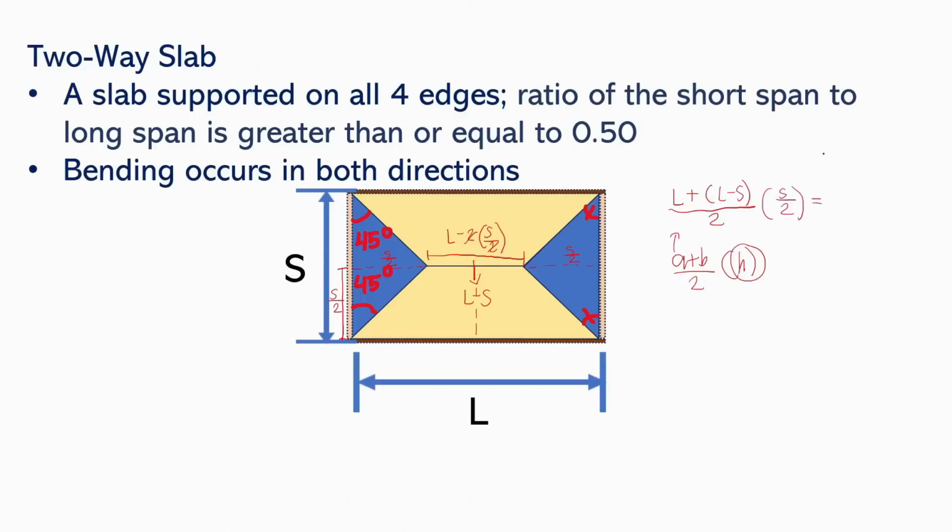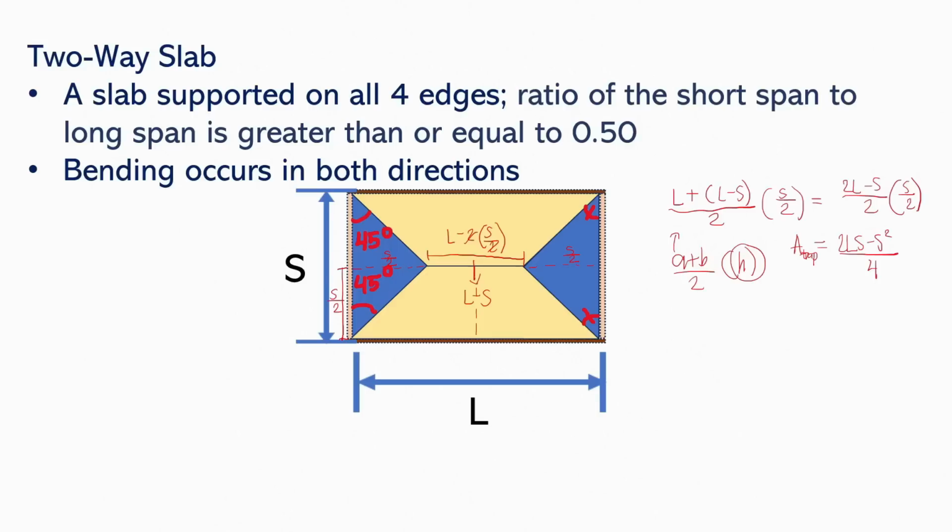And so, this will reduce into 2L minus s divided by 2 times s over 2, which will further reduce into 2Ls minus s squared divided by 4. And so, if you're good at memorizing, you may use this formula for the tributary area along the long beam. So, this is the area of the trapezoid. And so now, let's consider real examples where we can see this tributary area.